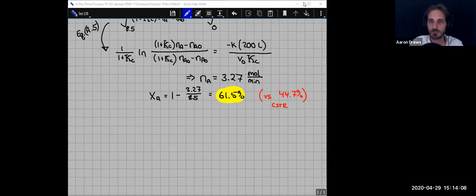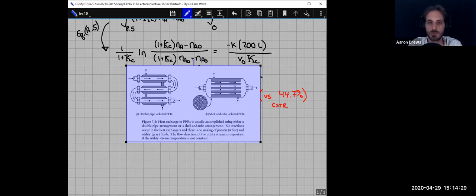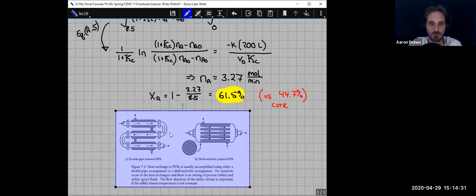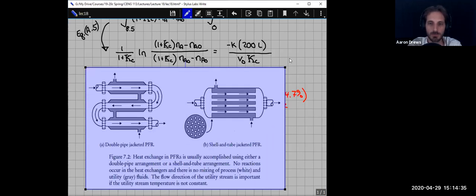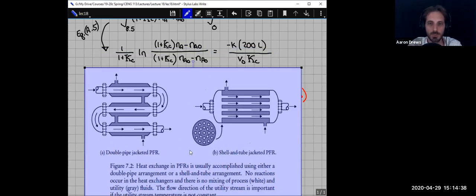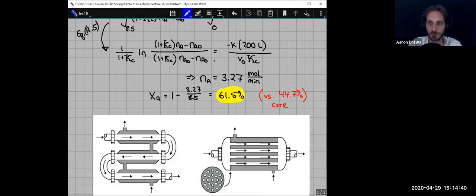Let me grab the book, go over to our plug flow reactor. So what does a real plug flow reactor look like? It tends to look like one of these. I've got to grab a screenshot here. Let's move this, and actually, let's make it a little bit bigger and move it down here. And we'll get to it in a minute.